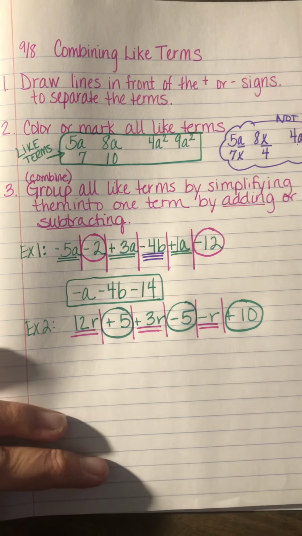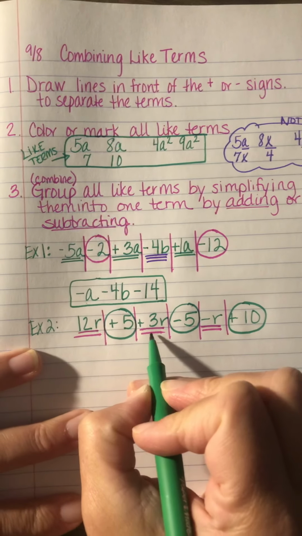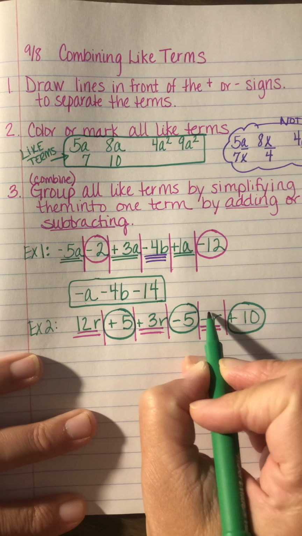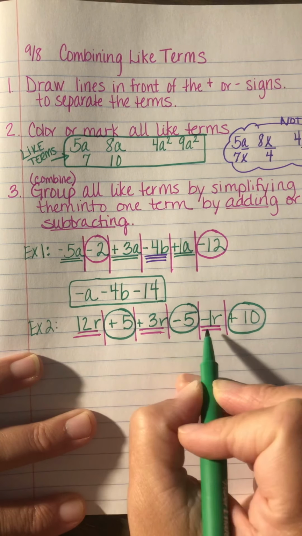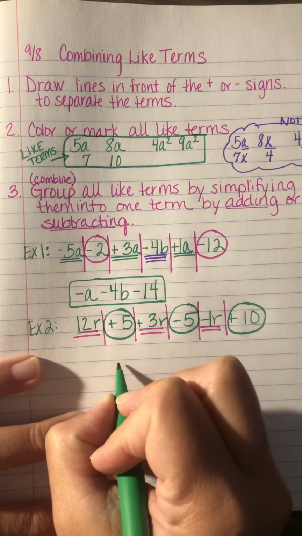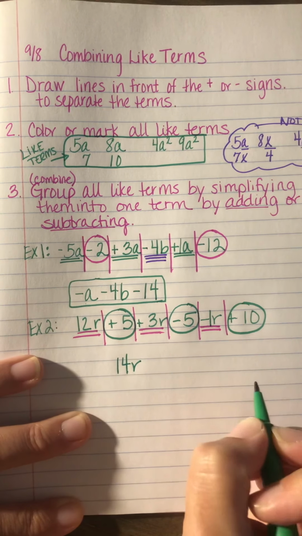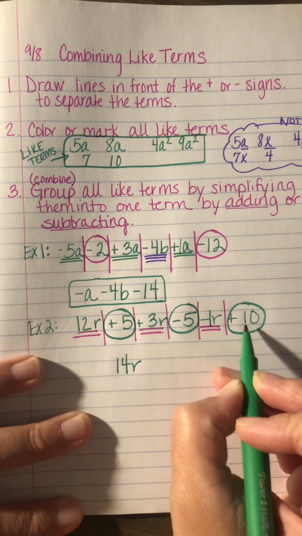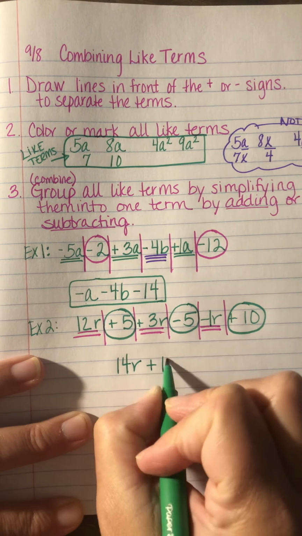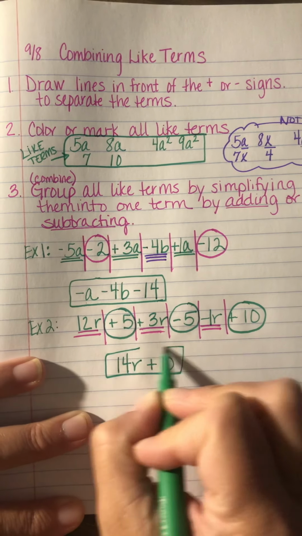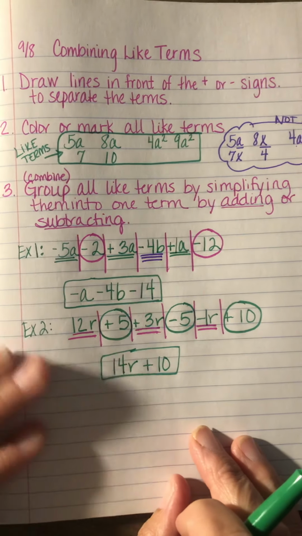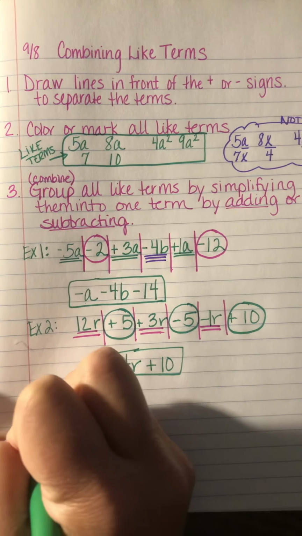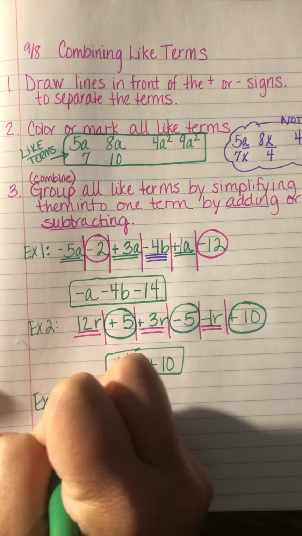So let's start with our r's. We have 12r plus 3r, which would be 15r, and 15r minus, remember this is 1r, 15 minus 1 would be 14r. Now if I combine my constants, 5 minus 5 is just 0, and 0 plus 10 would be plus 10. And so my final answer would be 14r plus 10. We can't combine anything else since those are not like terms.